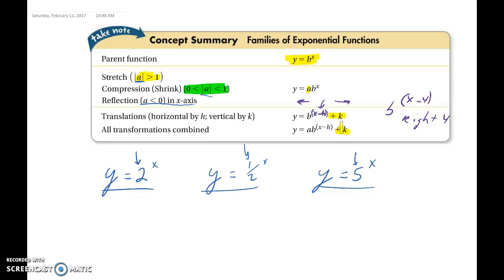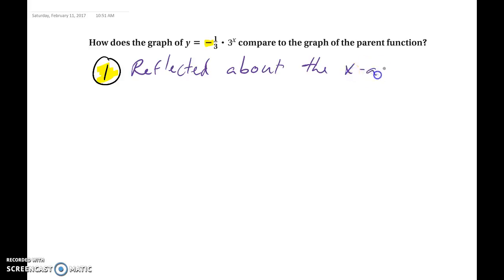All right, so now let's just go through a few examples. First one, how does the graph y is equal to negative 1/3 times 3 raised to the x power compare to the parent function? So all we're going to do is list the different types of transformations. So one, the negative sign that we have, so I'll put it in yellow here. The negative sign just tells us it's being reflected, and this is being reflected about the x-axis. All right, so this one is being reflected.